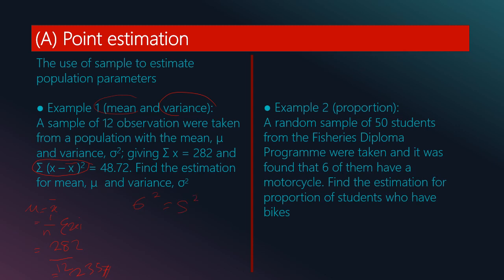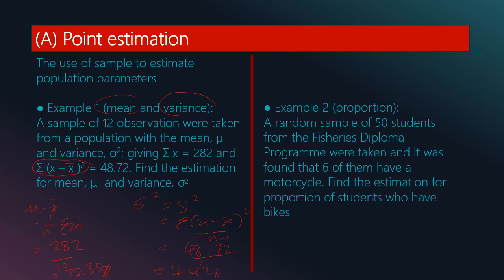equals to variance, population variance equal to sample variance. So the total sum of square is given, and then we have to divide it by the degree of freedom. So 48.772 divided by 11 equal to 4.42.